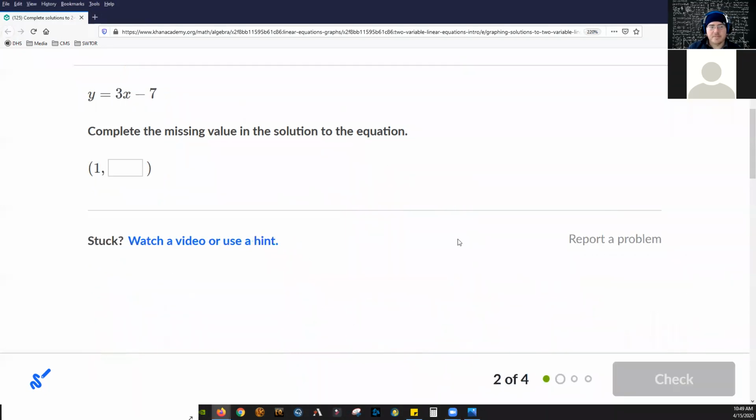All right, try the next one, guys. Here we go. I want everyone that's in chat to sound off before I actually work it out, but I'm not going to give you that big of a head start. Here's the equation: y equals 3x minus 7. They're just giving you the x value, but the missing value is the y. So see if you can figure it out.